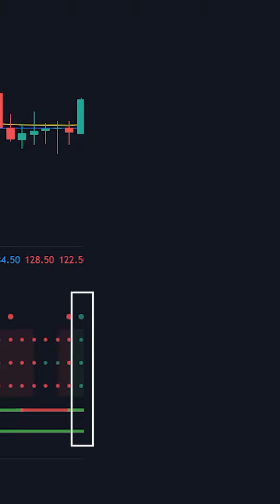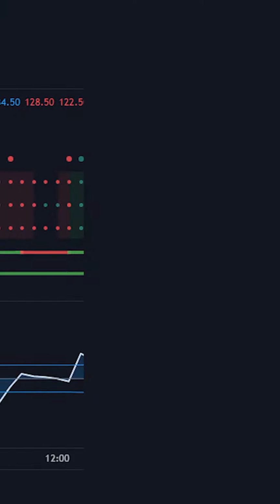Here's the strategy. First, the yellow line, the 50 EMA, must be above the blue line, the 200 EMA. Next, we need 4 green dots and 2 green lines on the trend meter. To confirm the signal, we need bullish volatility in the market, so the white line needs to be heading upwards above the upper band. If all the rules are met, enter a trade.